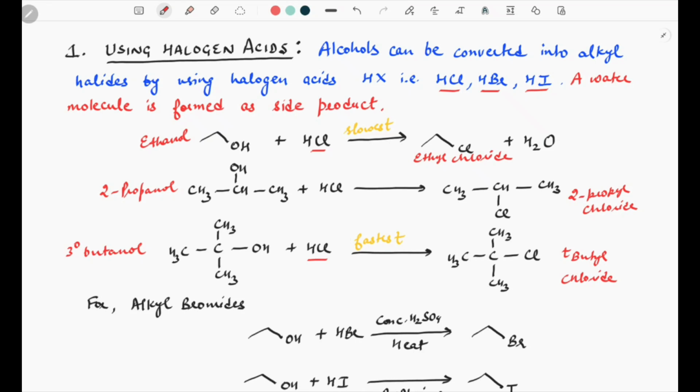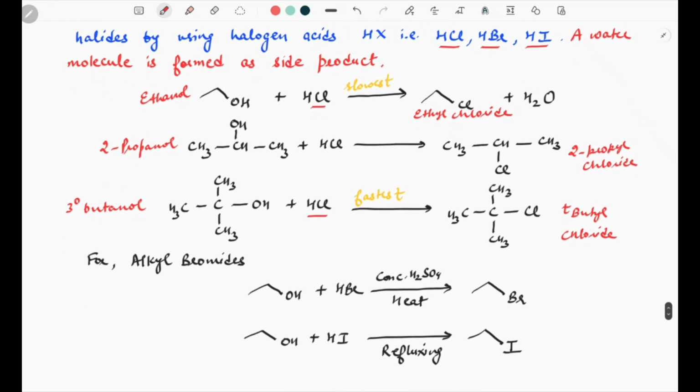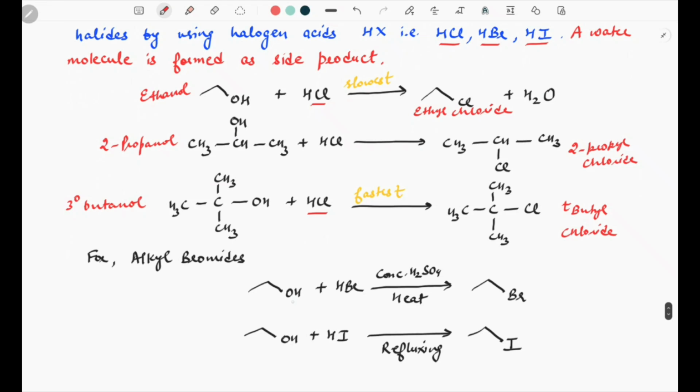Similarly, in case of bromides and iodide, alcohol can be treated with hydrogen bromide in the presence of concentrated sulfuric acid to give ethyl bromide, and in case of hydrogen iodide, ethyl iodide as the products.